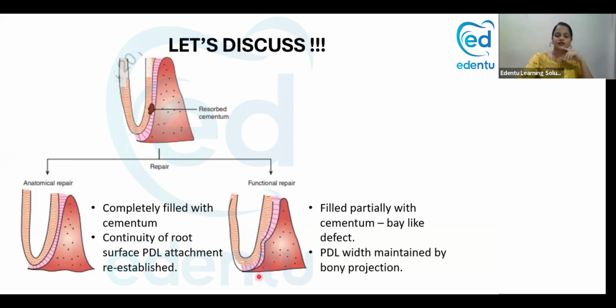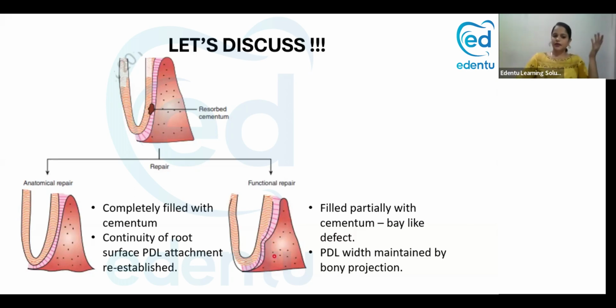But in functional repair, you can see in the picture that the defect is here and the cementoblasts are not forming new cementum. The defect is just partially filled by cementum, and a bay-like defect is formed here. Because of this defect, the periodontal ligament space will be increased. To maintain this space, the underlying bone proliferates and forms a bony projection to maintain the PDL width. That is called functional repair.